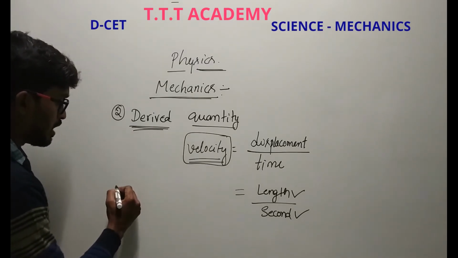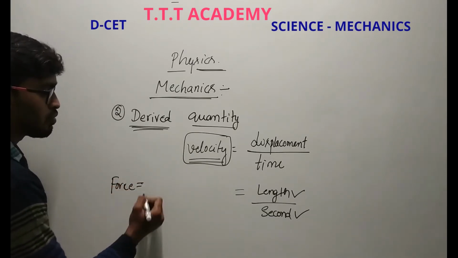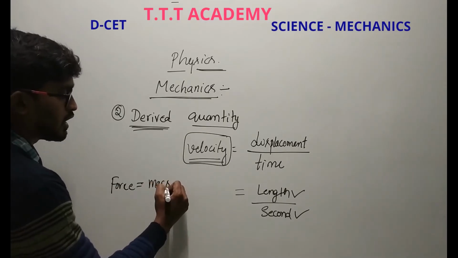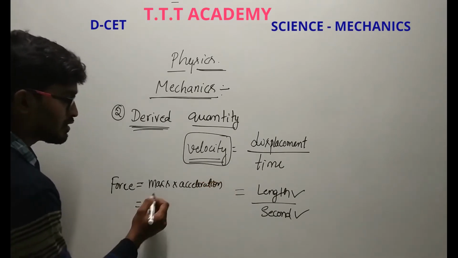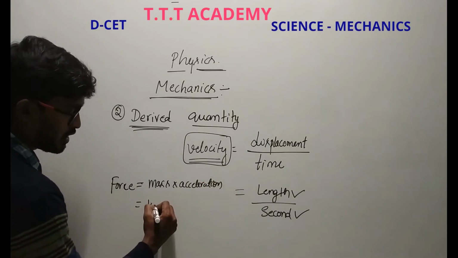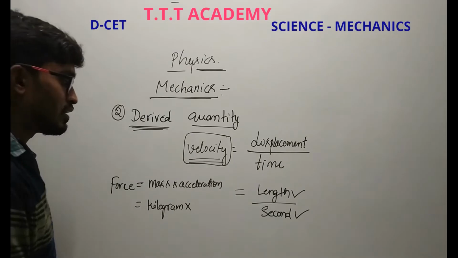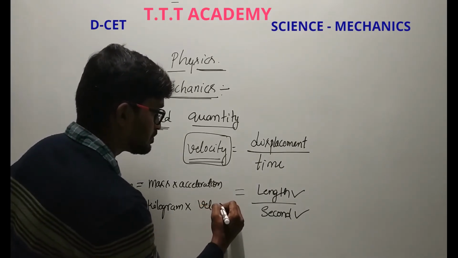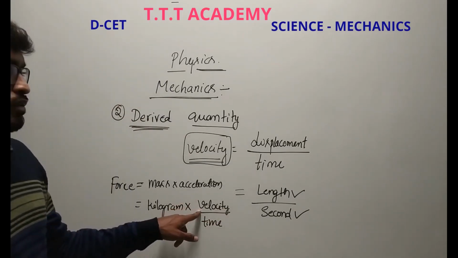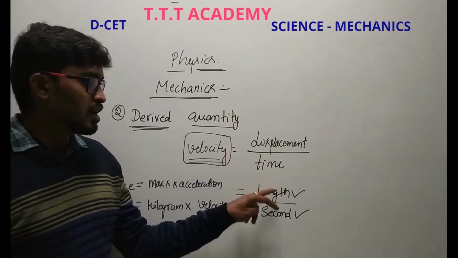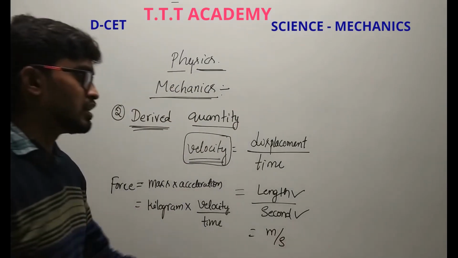One more example I have taken is force. Force is mass into acceleration. Here mass is the fundamental quantity, measured in kilogram. Acceleration is defined as velocity by time taken. Already we discussed velocity: displacement by time, so length by second, and the unit is meter per second.